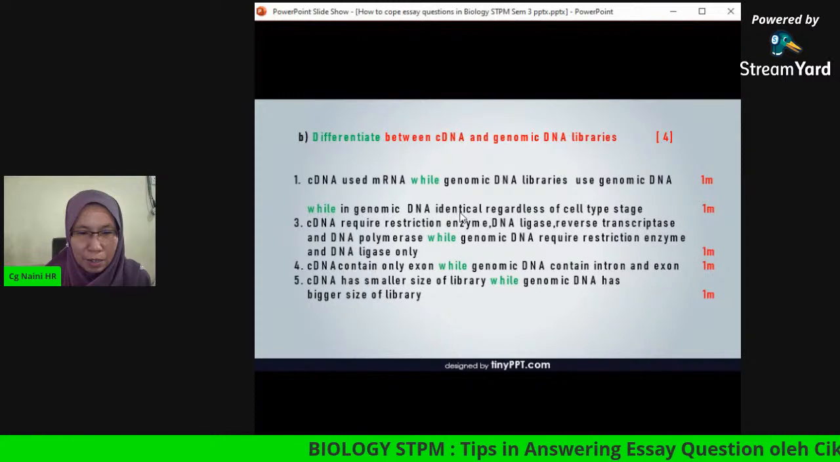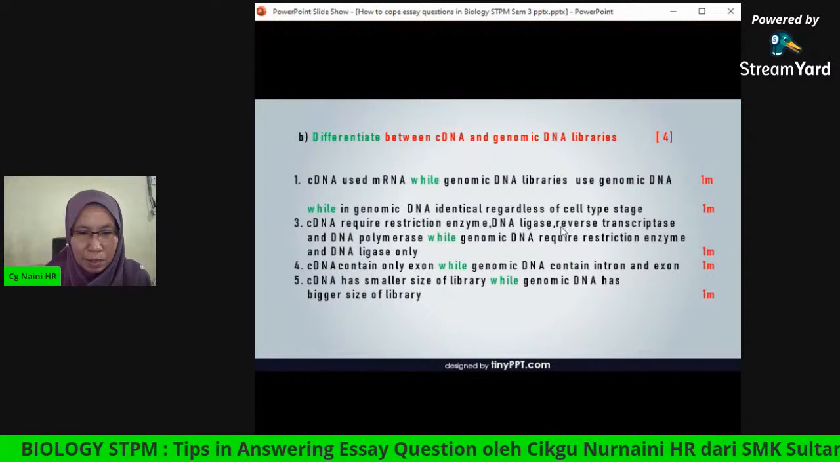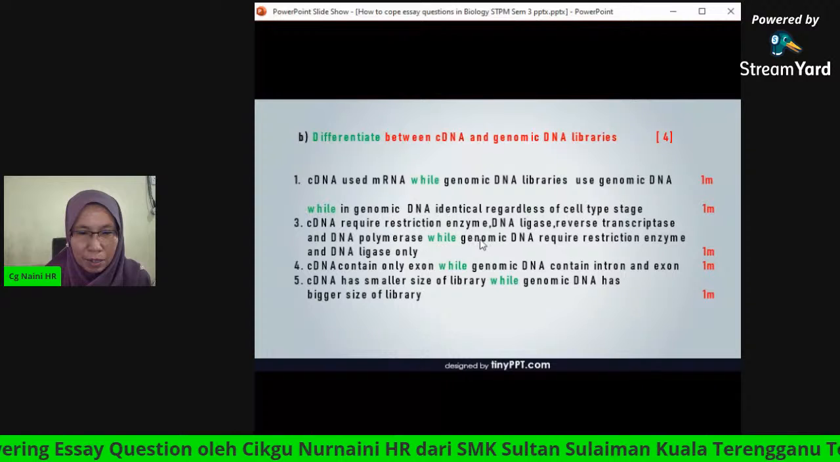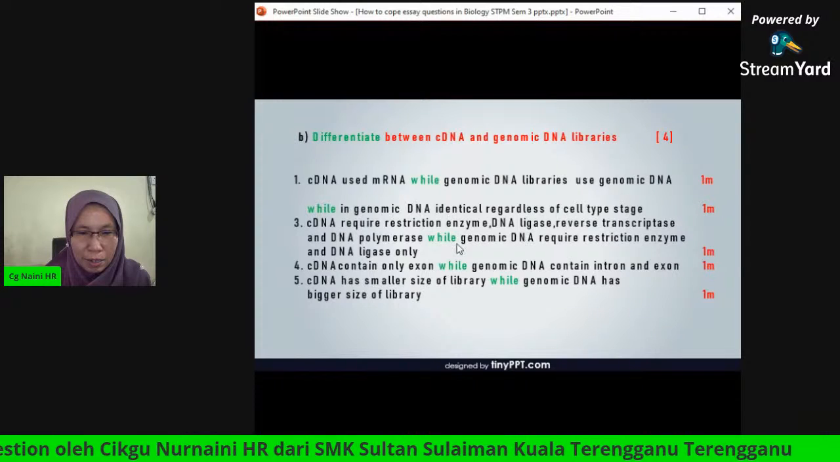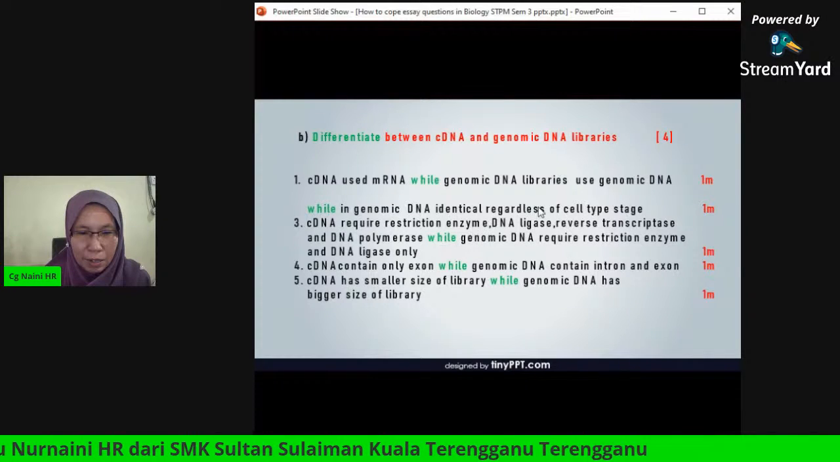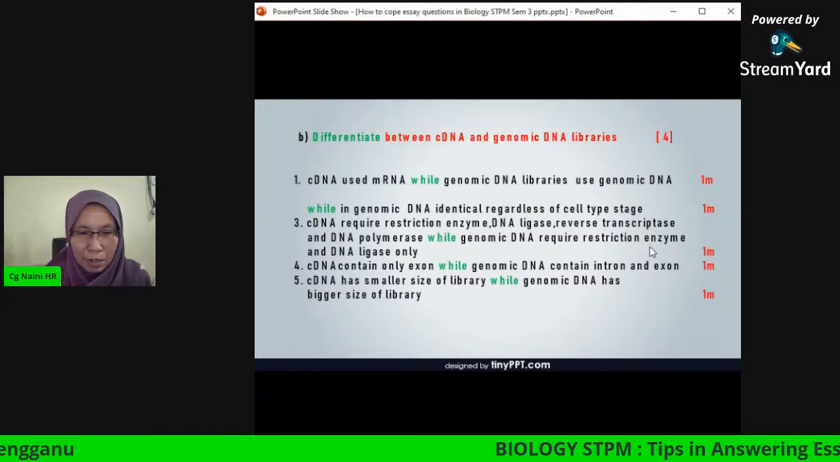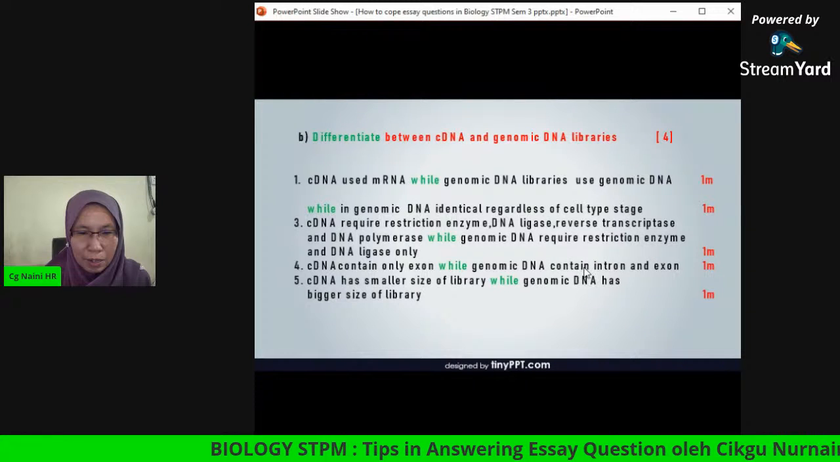Say, cDNA requires restriction enzyme, DNA ligase, reverse transcriptase, and DNA polymerase, while genomic DNA requires restriction enzyme and DNA ligase only. Okay, for the second one, I think this is the missing idea here. Okay, so see this, the third one. Yes, this is the second idea. Okay, this is the third idea.